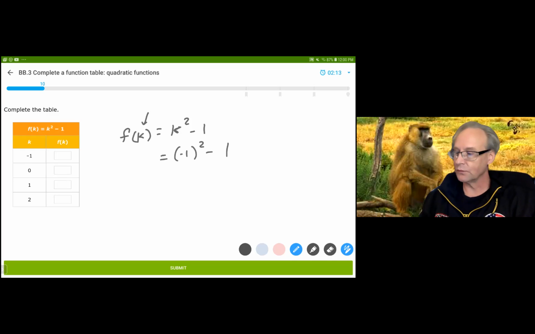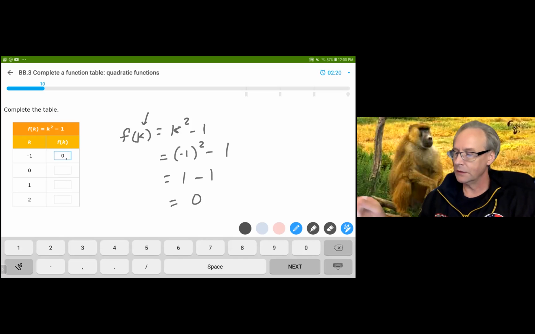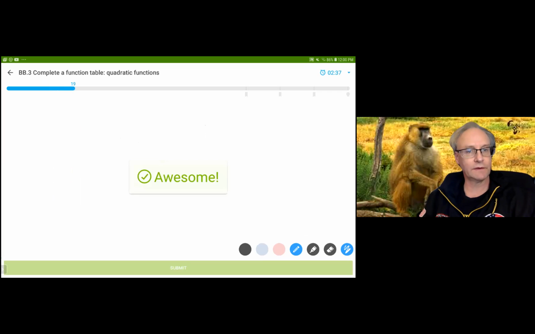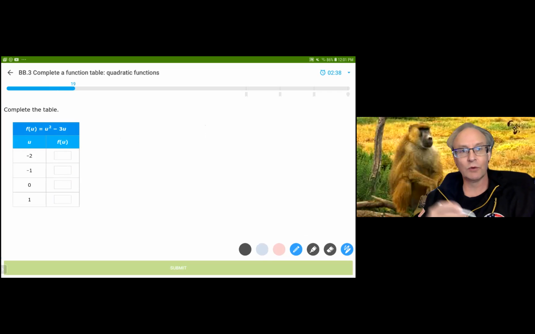-1 squared is 1, and 1 minus 1 is 0. So this is 0. This is going to be -1, because 0 squared is 0 minus 1. And 1 squared is 1 minus 1, which gives you 0. And 2 squared is 4 minus 1, which gives you 3. So hopefully all those are clear enough. If they're getting a little more complicated, maybe I'll substitute them in a little bit.